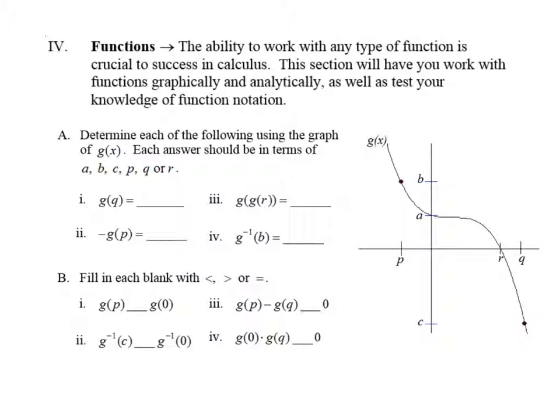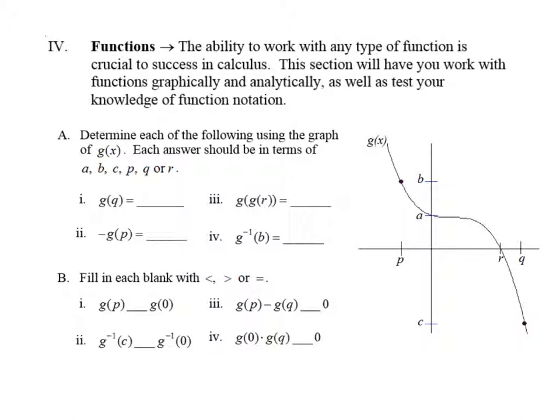So you can see that, as it says, each of these answers should be just in terms of A, B, C, P, Q, or R. And these A, B, C, P, Q, or R are just numbers that are on the axes of our graph. We can see the P, the R, and the Q are x values, and the A, B, and the C are y values. This exercise also helps us gain a better knowledge of function notation and what it exactly means.